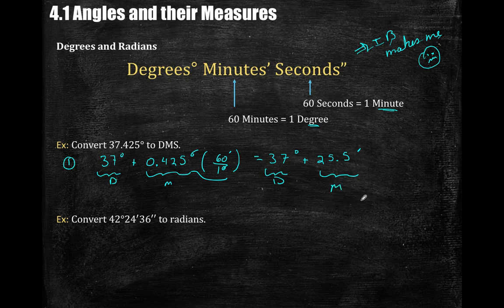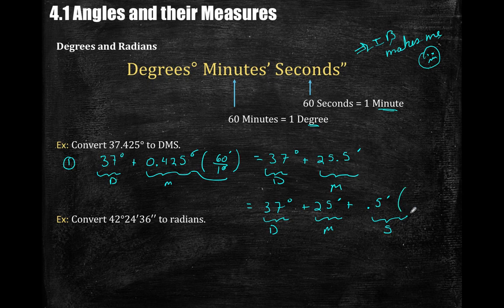But I also want seconds. So now I have to break this up and say, well, if I have 25.5 minutes, that's the same as saying I have 37 degrees plus 25 minutes plus 0.5 minutes. Degrees, minutes. I want this to be seconds.